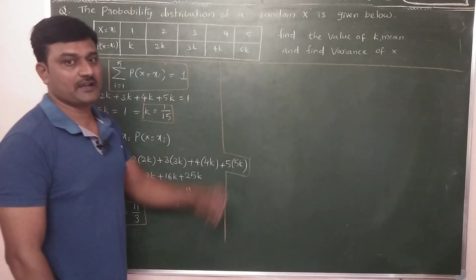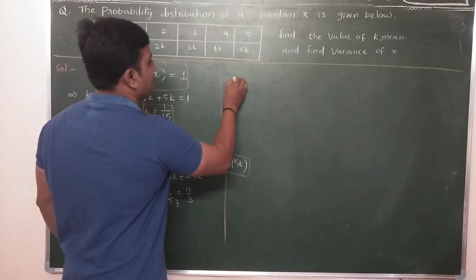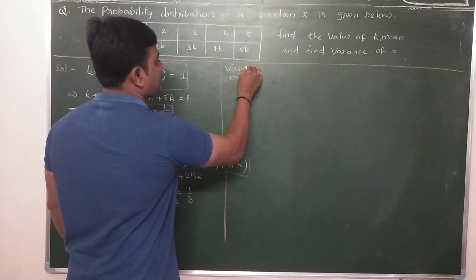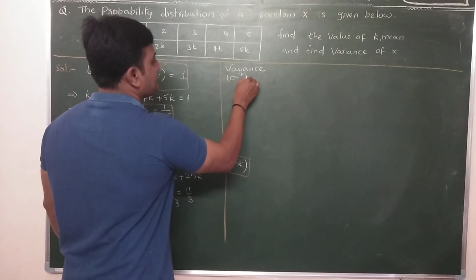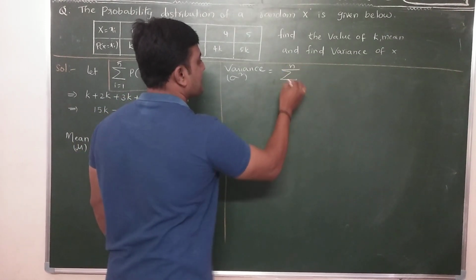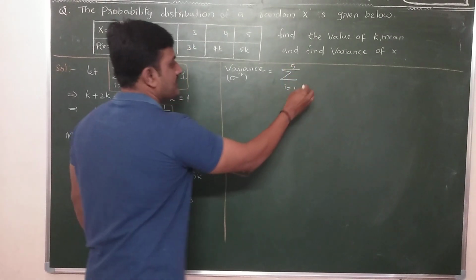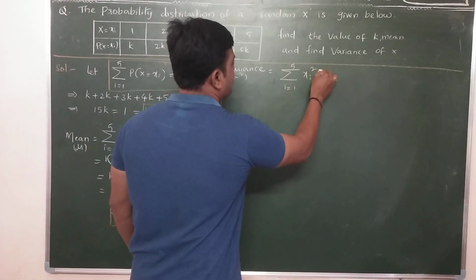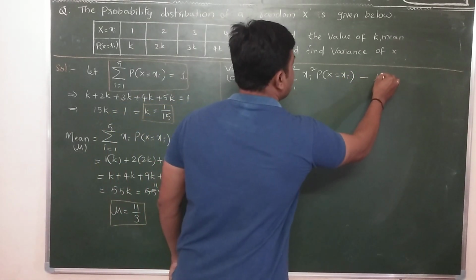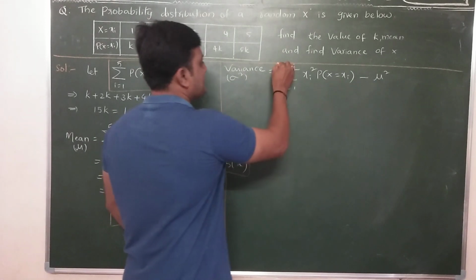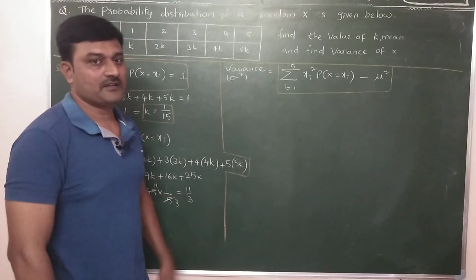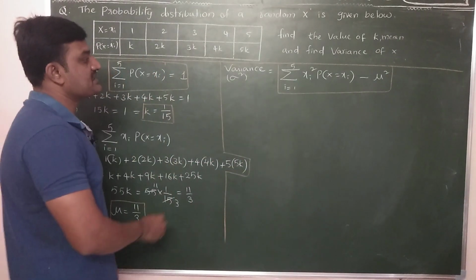Now variance of x. The variance formula is summation i equals 1 to n, n means 5, of xi square into probability of x equals xi, minus mu square. This is the formula for the variance of x. We can substitute the values.